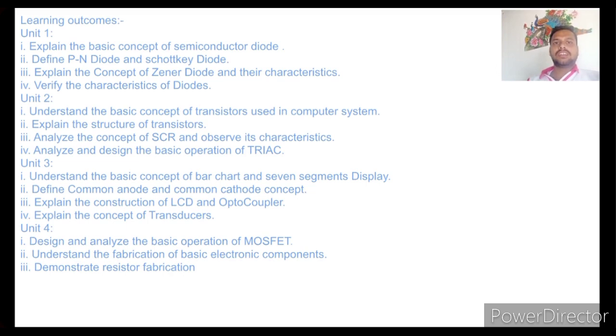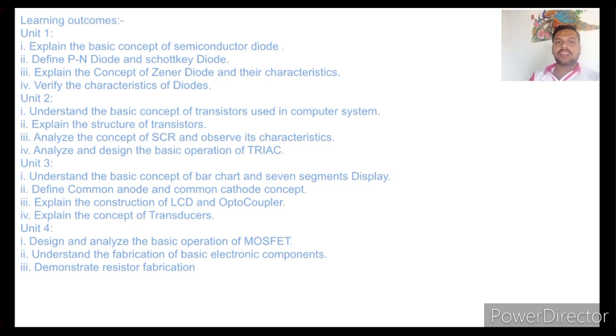Unit 1: we learn the semiconductor diode. Second, define PN diode and Schottky diode. Third, explain the concept of the Zener diode and its characteristics. Fourth, verify the characteristics of a diode.